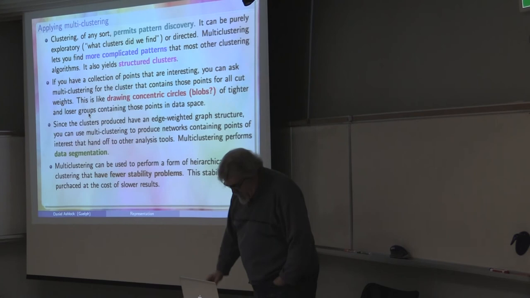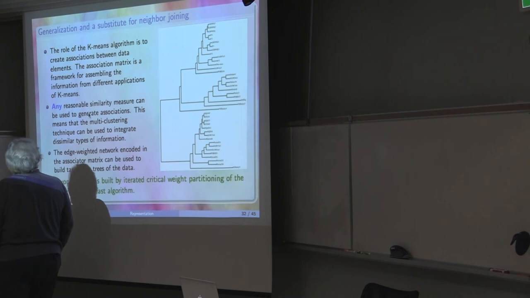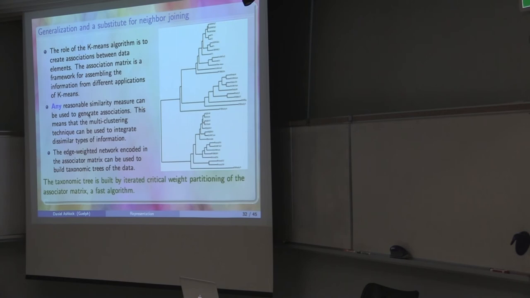The role of the k-means algorithm is to create associations between data elements. The association matrix is a framework for assembling the information from different applications of k-means, but in fact, as long as you normalize so that one method isn't producing bigger numbers than the other, you could also use this to glue together lots of different clustering methods. It's an amalgamation technique. You just use them all to strengthen the connections in the matrix. So any reasonable similarity measure can be used to generate associations, and that's Mandy's thesis. She used a very different one.